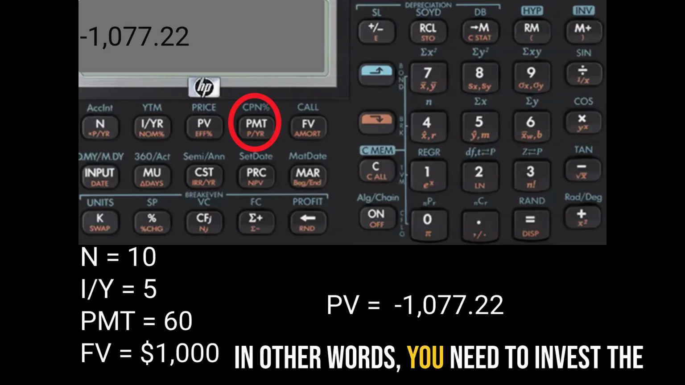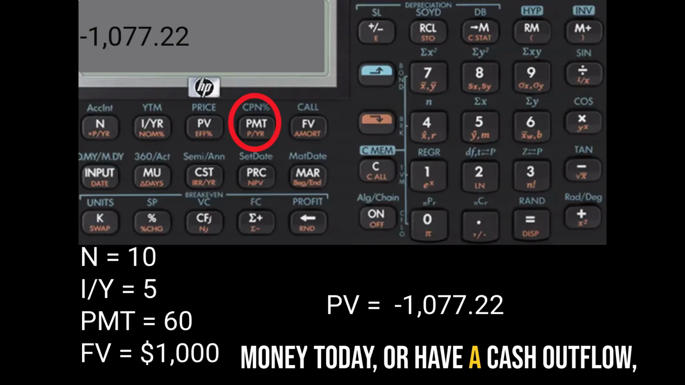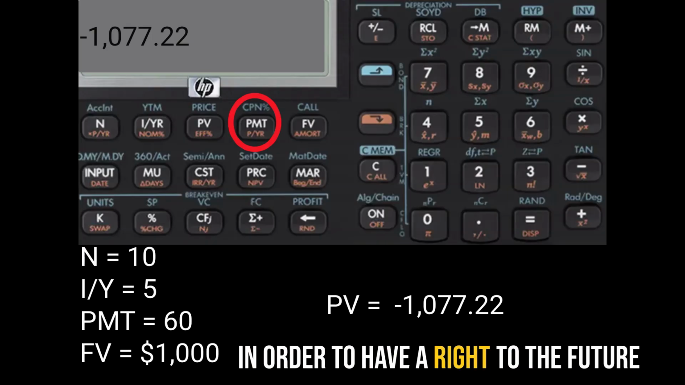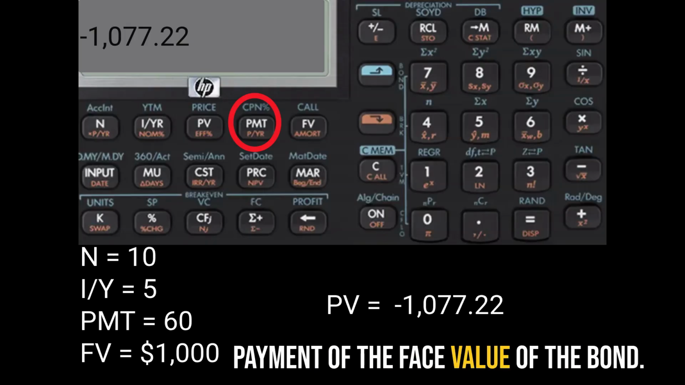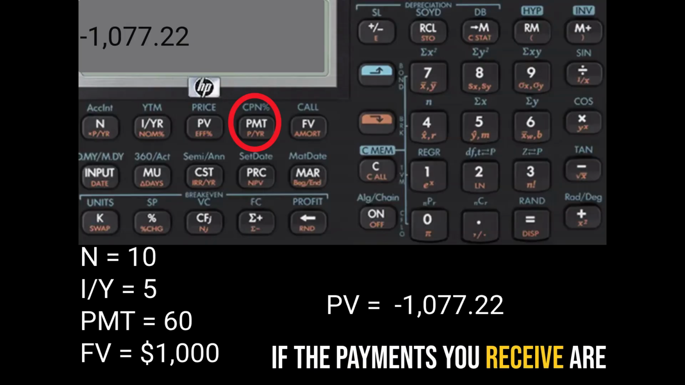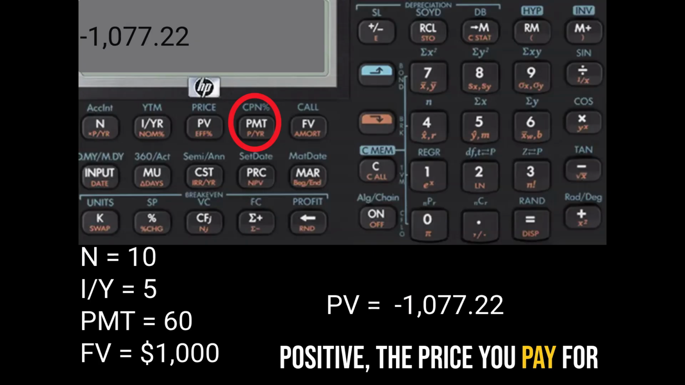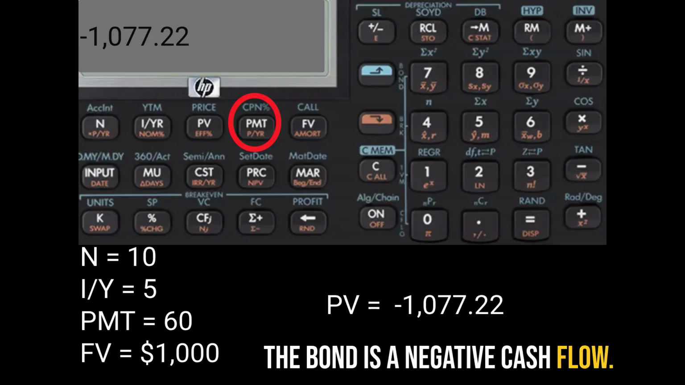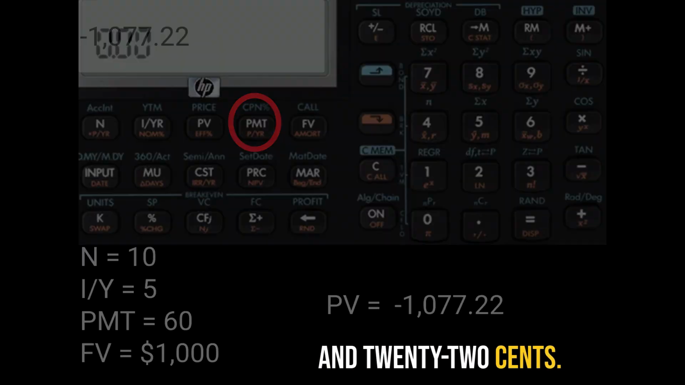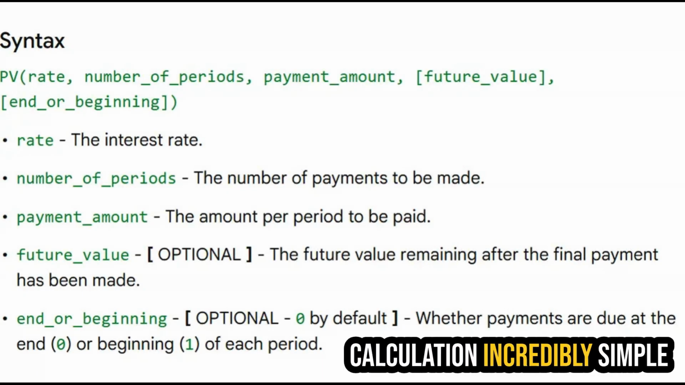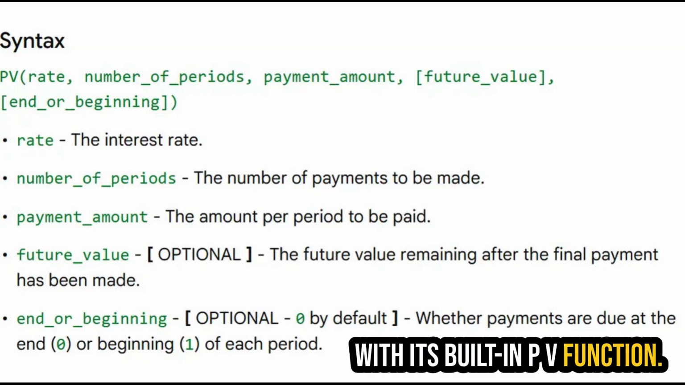In other words, you need to invest the money today or have a cash outflow in order to have a right to the future positive interest payments and payment of the face value of the bond. If the payments you receive are positive, the price you pay for the bond is a negative cash flow. So the price is $1,077.22.